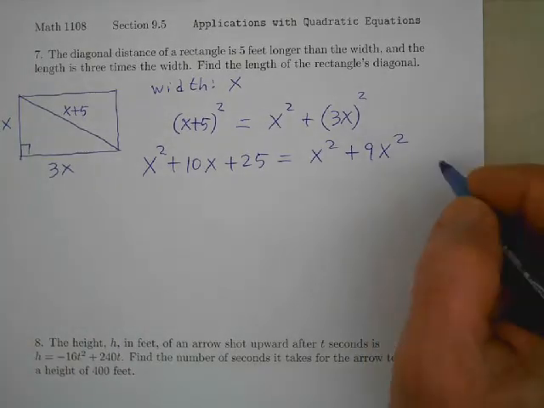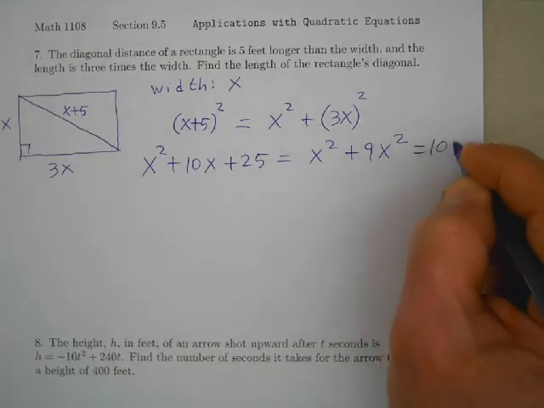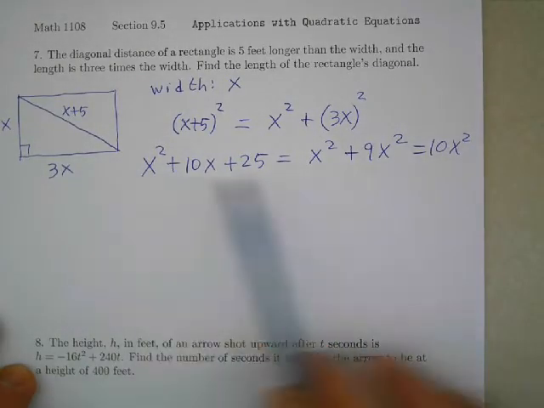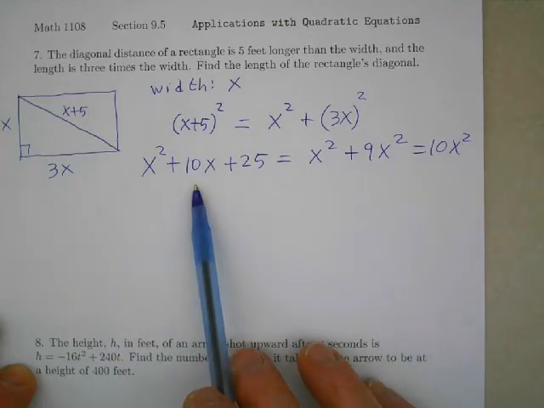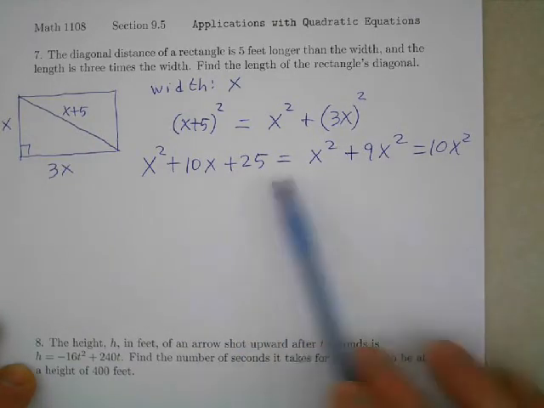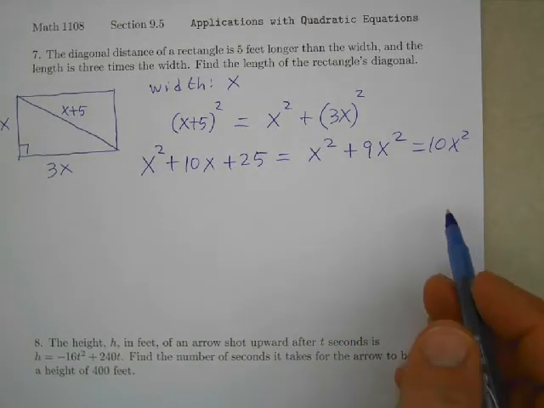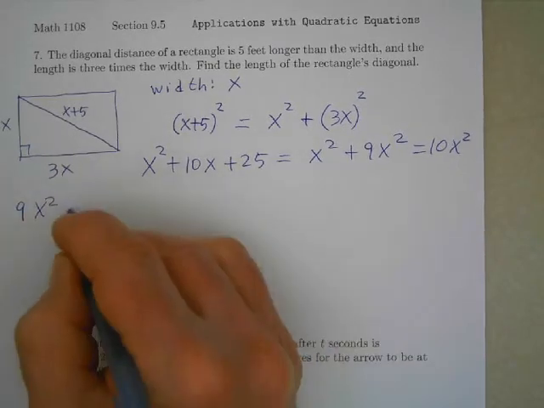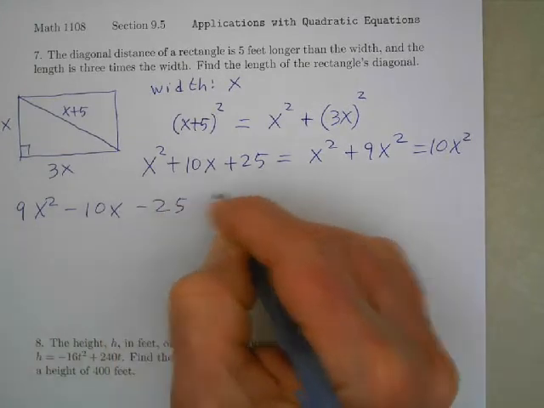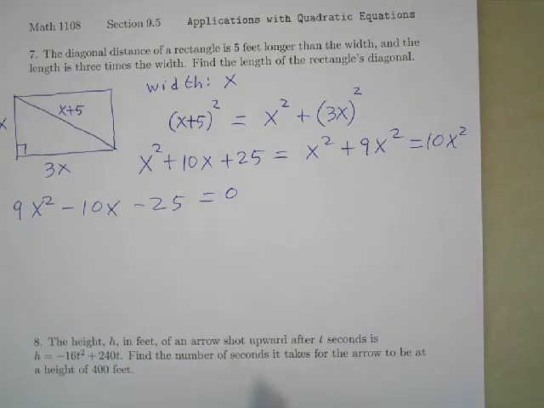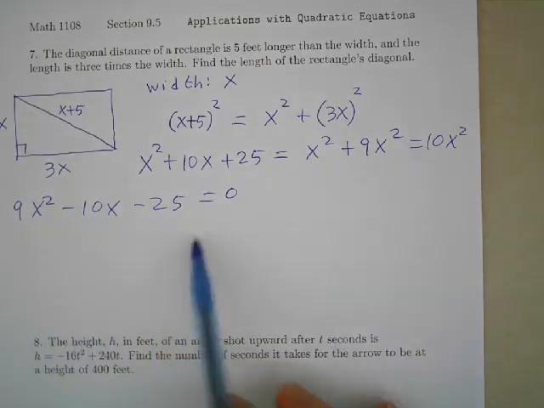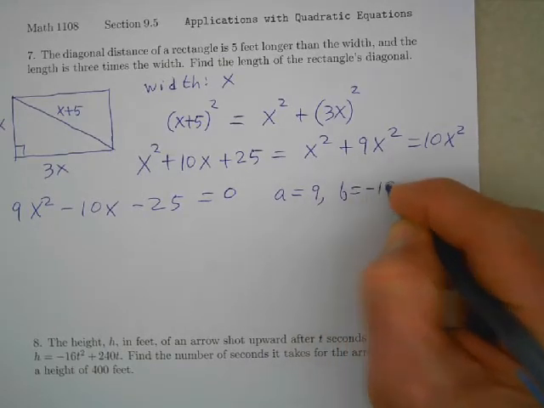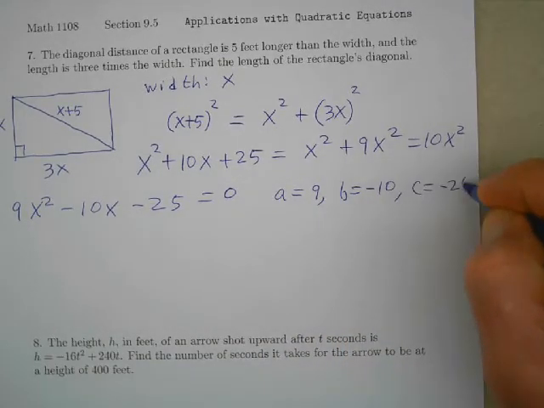So on the right-hand side, x squared plus 9x squared becomes 10x squared. So what I'm going to do, I'm going to subtract x squared from both sides and subtract 10x from both sides and subtract 25 from both sides. And then I can write it as 9x squared minus 10x minus 25 equals 0. And then we could use the quadratic formula to solve for x. So a is 9, b is negative 10, and c is negative 25.